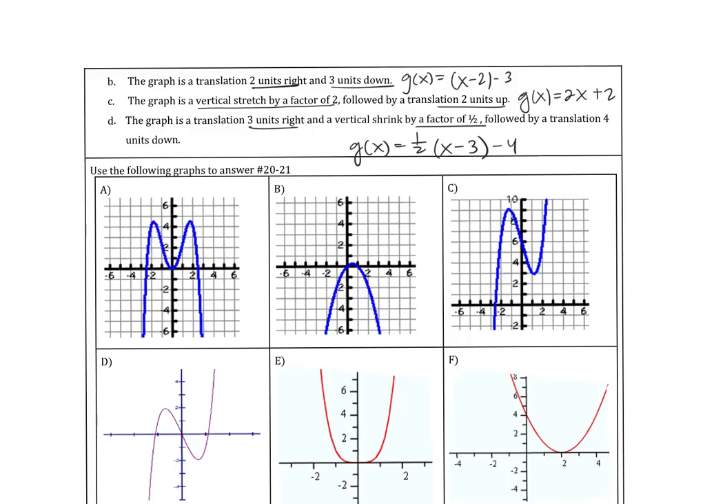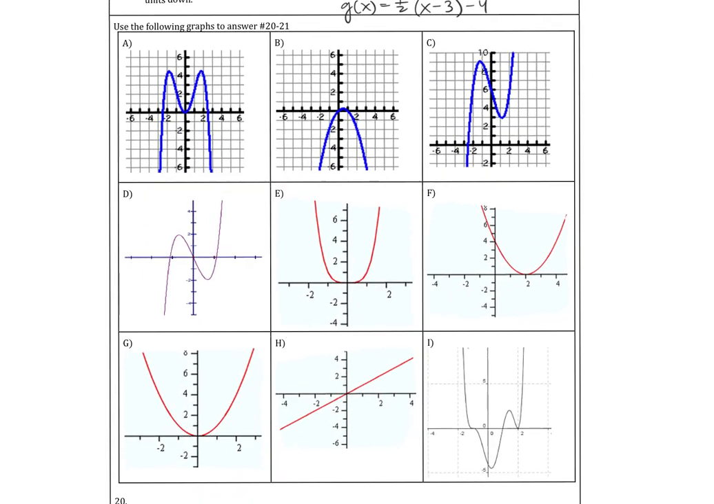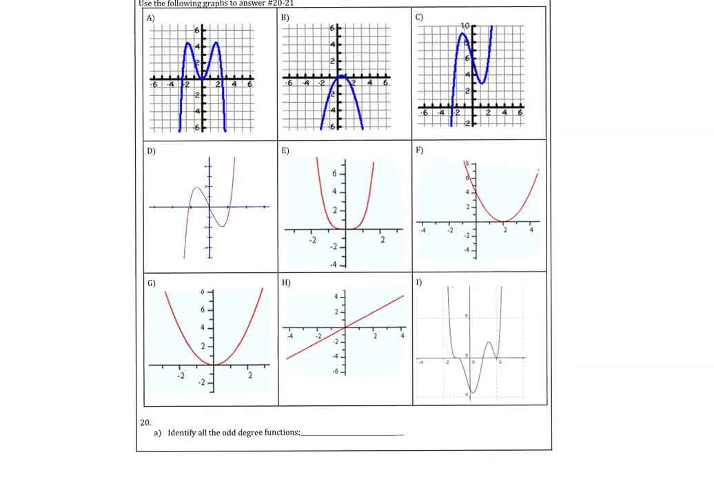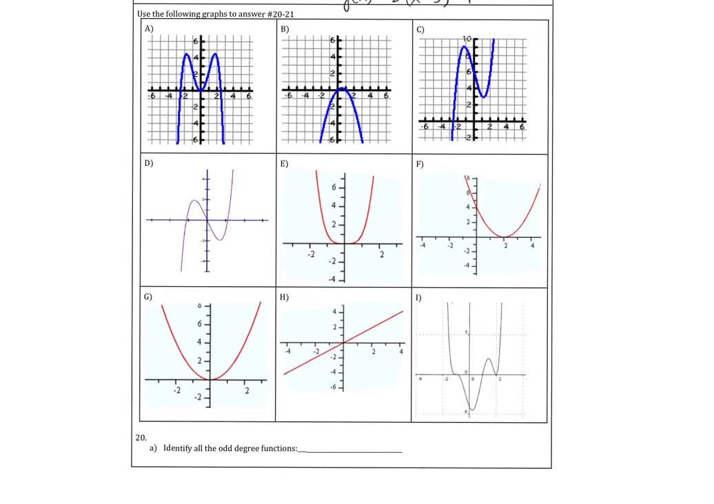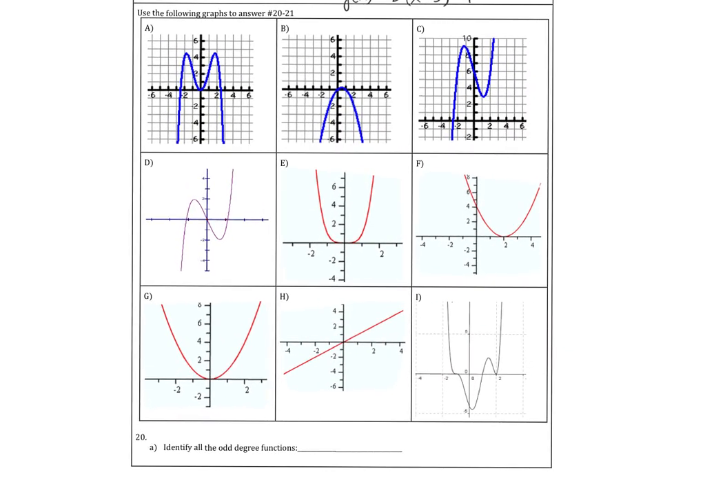All right, and last but not least, it says use the following graphs to answer 20 through 21. So identify all odd degree functions. If the function's end behavior is going in different directions, they're going to be odd, okay? So odd degree functions would be not A, not B, C is odd. Okay, D, odd. Not E, not F, not G, H is odd, and not I.